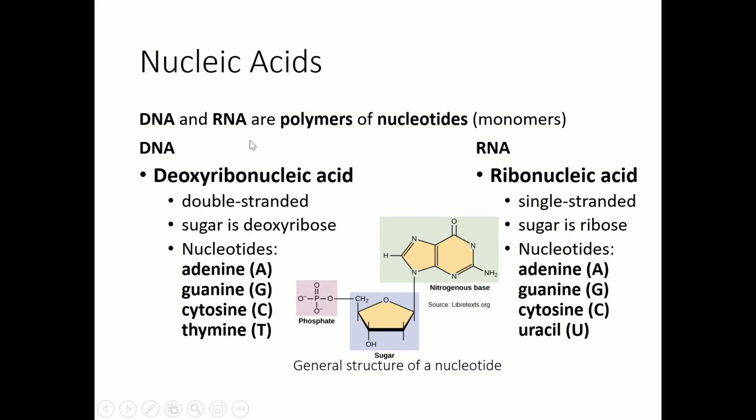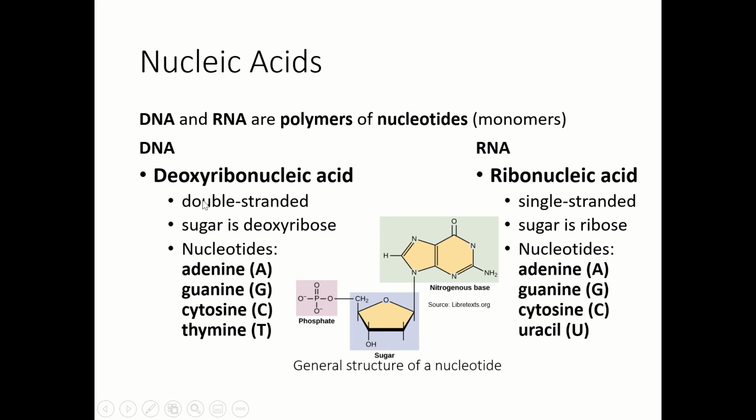DNA and RNA are both polymers. The monomer in this case is a nucleotide. The nucleotide looks like this. It's got a sugar, it's a 5-carbon sugar, and then attached to that is a phosphate and a nitrogenous base. The sugar and the phosphate are the same in all of the nucleotides in each of the nucleic acids.